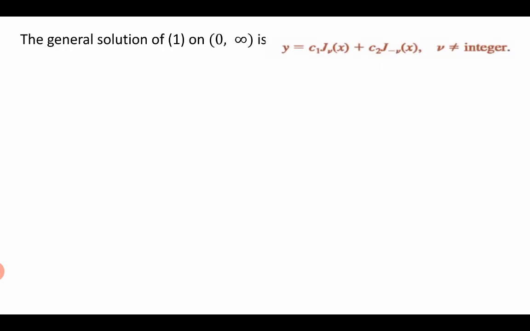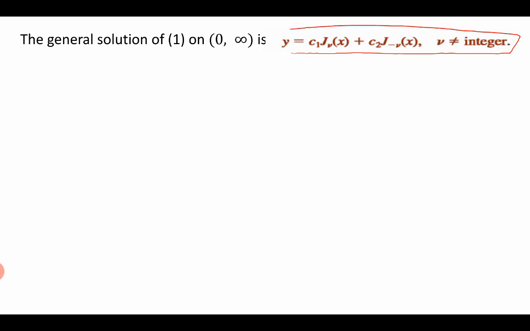The general solution is again repeating: v is not an integer, just greater than 0. That's all. This solution is true when v is not an integer.